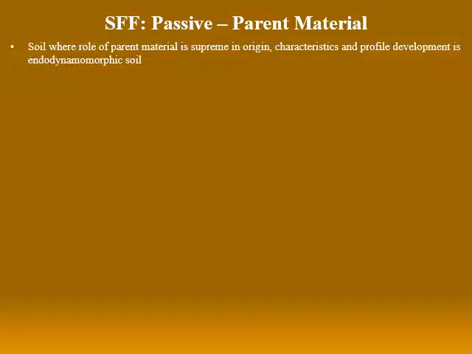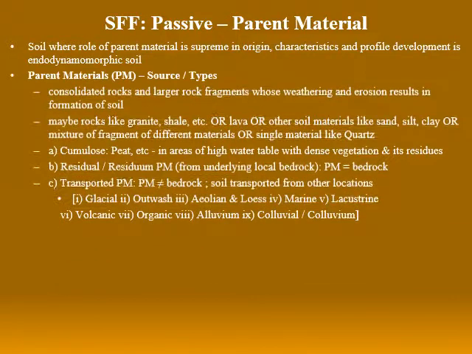Now, if we come to the three passive soil forming factors, we're taking up parent material first. Parent material, as we said, if it's more important than any other agent, even an active agent like climate, then it is called an endodynamomorphic soil. This endodynamomorphic soil, as we said, an example was rendzina.